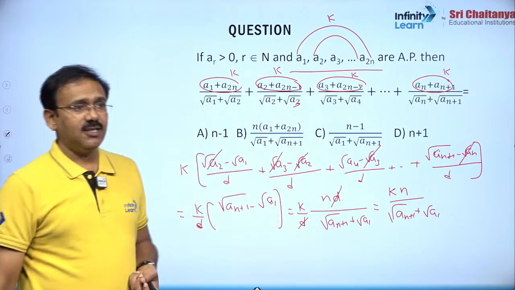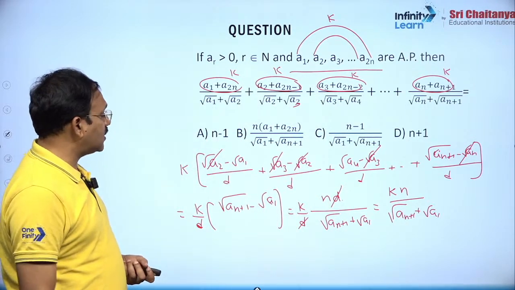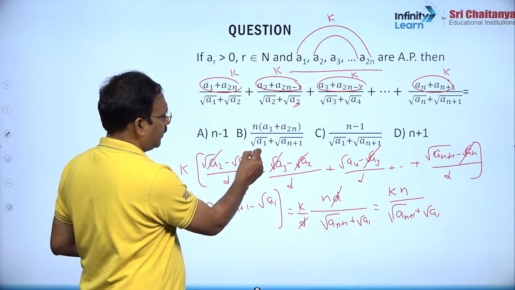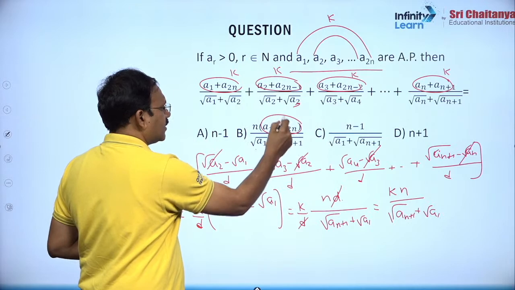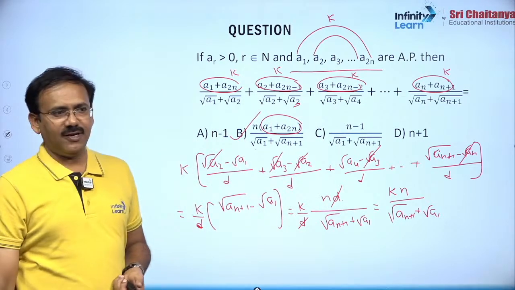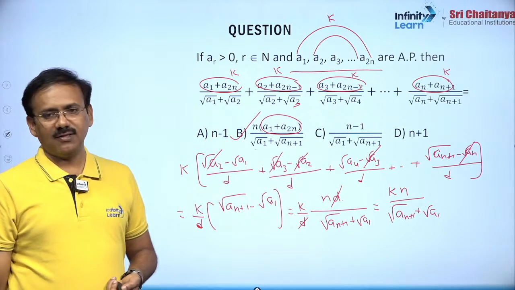You see my dear friends, here I can say what is kn. Such an option is available here: n is here, and k can be written as a1 plus a2n. So, option B is the right answer my dear friends. Option B is going to be the right answer.